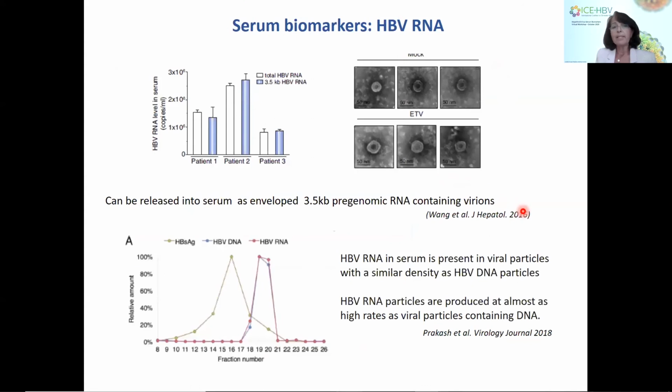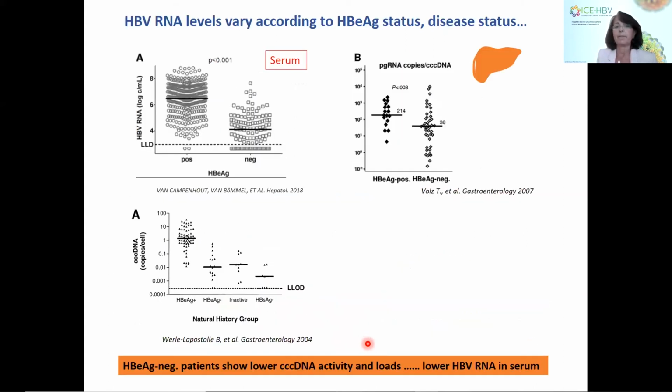And this is shown by many studies. Coming back to a quite early study of Wang in 2016, it was also nicely shown that HBV RNA in serum can be present as 3.5 pregenomic RNA in viral particles. And this was also shown in the more recent study of Prakash et al., that this RNA in serum is present in viral particles with densities similar to the particles containing HBV DNA, and that these particles are produced at a high rate, similar to those containing DNA.